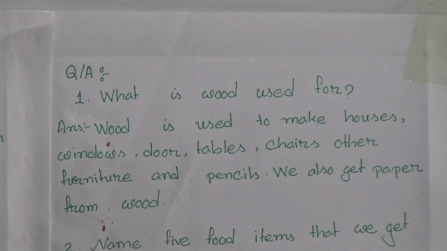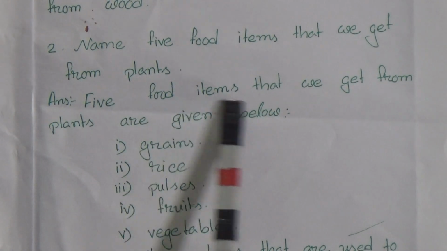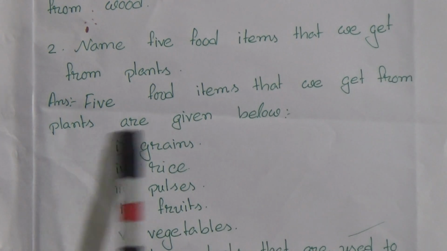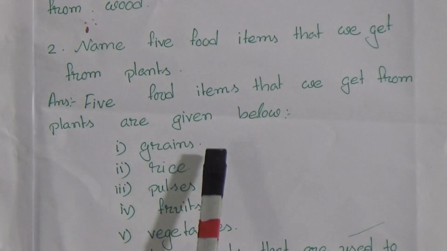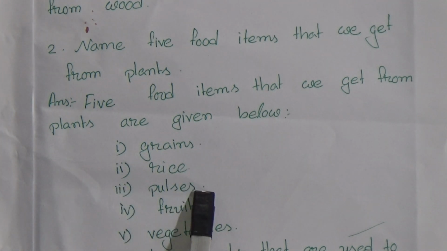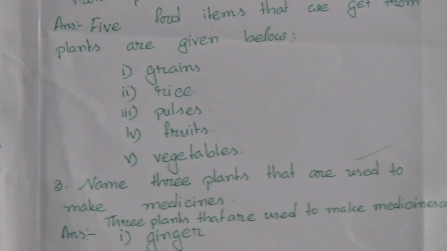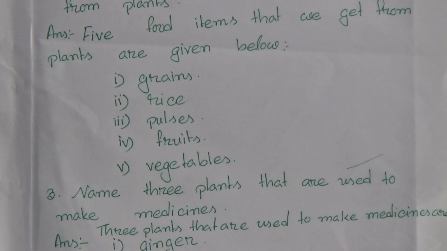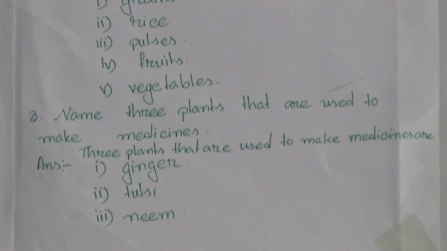Number 2 question, name 5 food items that we get from plants. Answer, 5 food items that we get from plants are given below. Number 1, grains. Number 2, rice. Number 3, pulses. Number 4, fruits. And number 5, vegetables. These are grains, rice, pulses, fruits and vegetables.